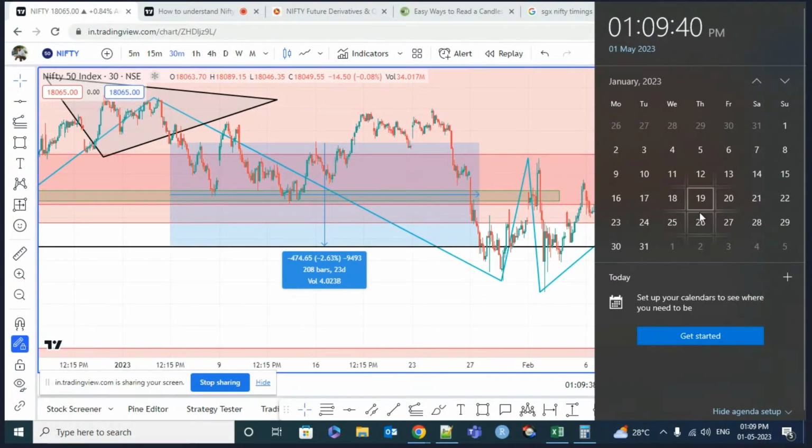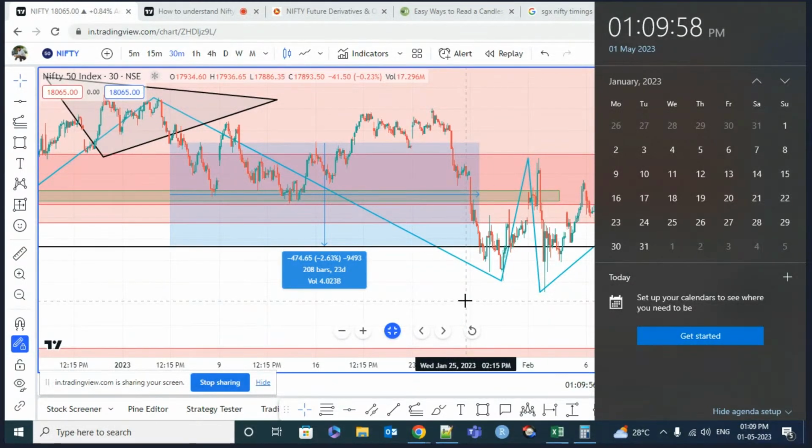So probably there would be a lot of loss in the premium, because one, it took a lot of time, so there is time decay. Along with that, the market has moved against our trend, and because of that the premium would have been hammered very heavily, and there would be a loss in the market as well.